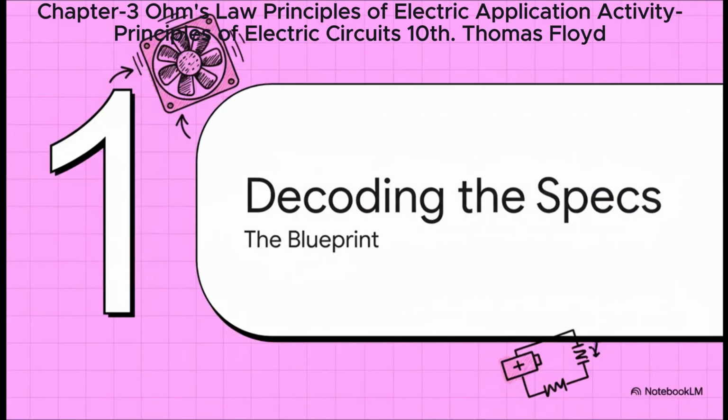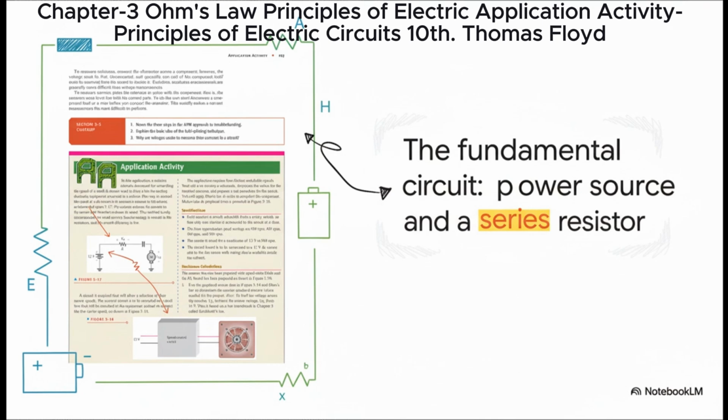Okay, so before you even think about picking up a soldering iron, every single engineering project has to start with a clear set of requirements. This is our blueprint. Think of it as the list of demands from our client that's going to guide every single decision we make from here on out. And here is our basic schematic. It's beautifully simple, isn't it?